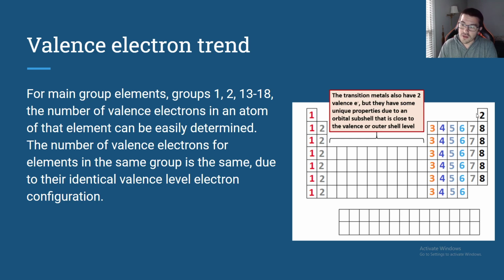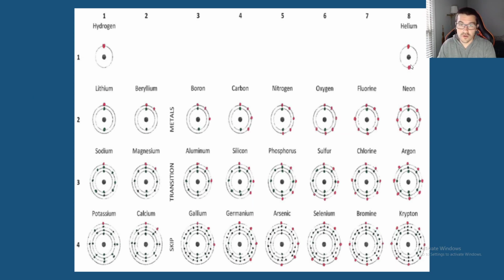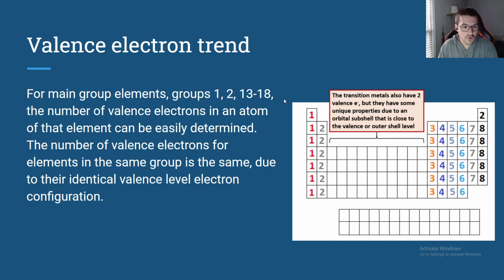The only exception to that is helium. Helium is placed over here in the noble gas column for good reasons, but helium only has 2 electrons. Like if you look at helium here, there's only 2 electrons. It's only atomic number 2. So it obviously does not have 8 valence electrons. So that's really what this says here, just summarizes what I just talked about.